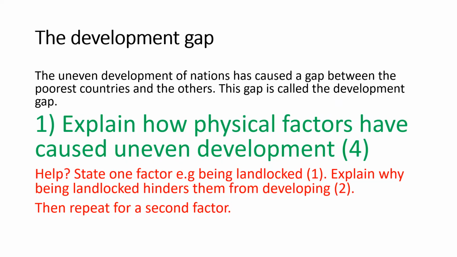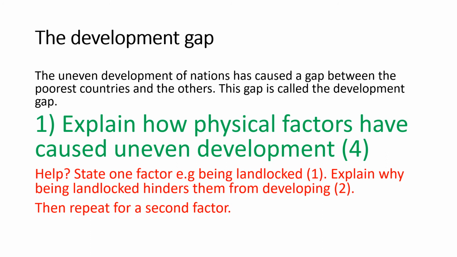So we are going to have a go at a very short 4-mark question. We've now created something called the development gap. The uneven development of nations has caused a gap between the poorest countries and the others. This gap is called the development gap. Your question: explain how physical factors have caused uneven development. In other words, explain why physical factors have caused poor countries to be poor and rich countries to be rich, why there is this uneven development.